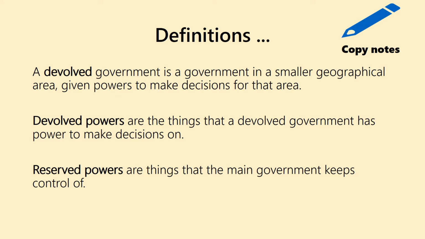So, definitions. A devolved government is a government in a smaller geographical area given powers to make decisions for that area. Devolved powers are the things that a devolved government has power to make decisions on, and reserved powers are things that the main government keeps control of. In your jotter or on a piece of paper, or using IT, please write down these definitions. You can pause the video to make sure you can do it before the slide moves on.